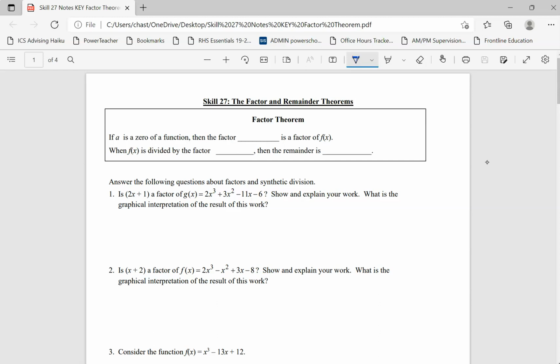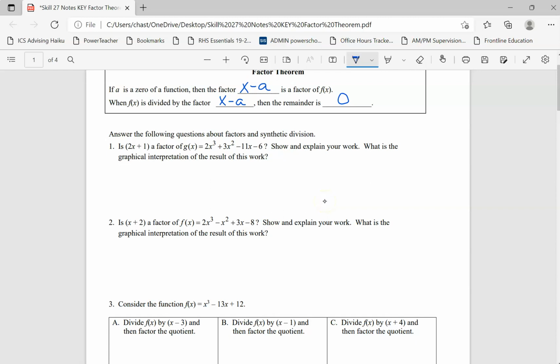The factor theorem says if a is a zero of a function, then the factor x minus a is going to be a factor of f of x. Put another way, when f of x is divided by the factor x minus a, then the remainder is 0. Okay? So what we're going to do is look at this idea and see what we can establish here. So, is 2x plus 1 a factor of this polynomial? Show and explain your work.